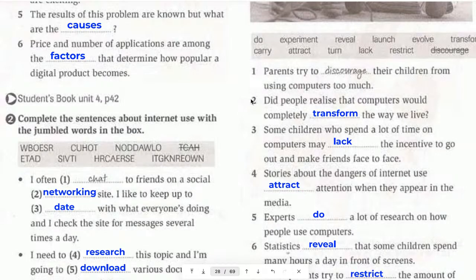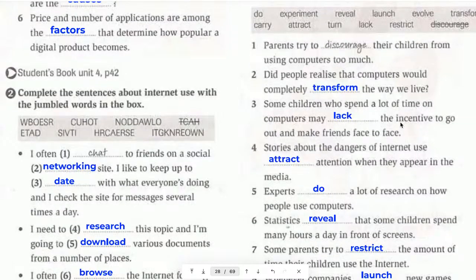No. Okay. Number 2, Bình Hương. Realize. Yes, did people realize that computers would completely transform the way we live? So the answer is transform. Actually, this one, for this exercise, I don't need to explain anything, right? Because this is all about meaning. So if you understand the meaning of the word, then you know where you should put them. That's all. There's nothing special about this.